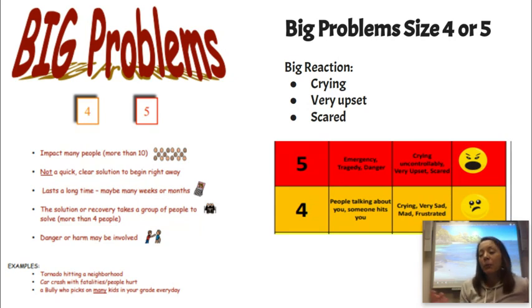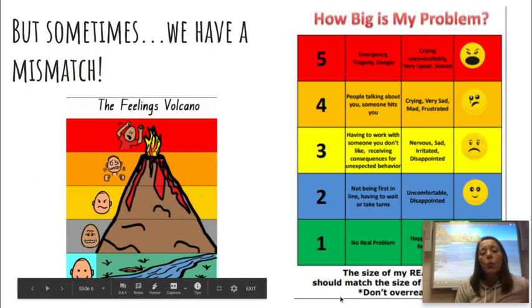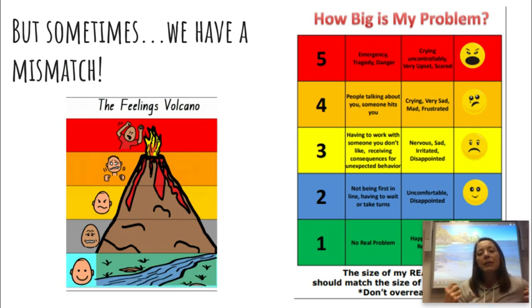For example, what we're experiencing right now with the COVID-19 pandemic, this would be a size 4 or 5 problem. A car crash, a bully who is picking on people. We know that those size 4 or 5 problems, we're going to have a big reaction to. We might be very, very upset. We might be crying. We might be very upset or scared. So when we think about this, we want to think about how we can match the size of the problem to our reaction.